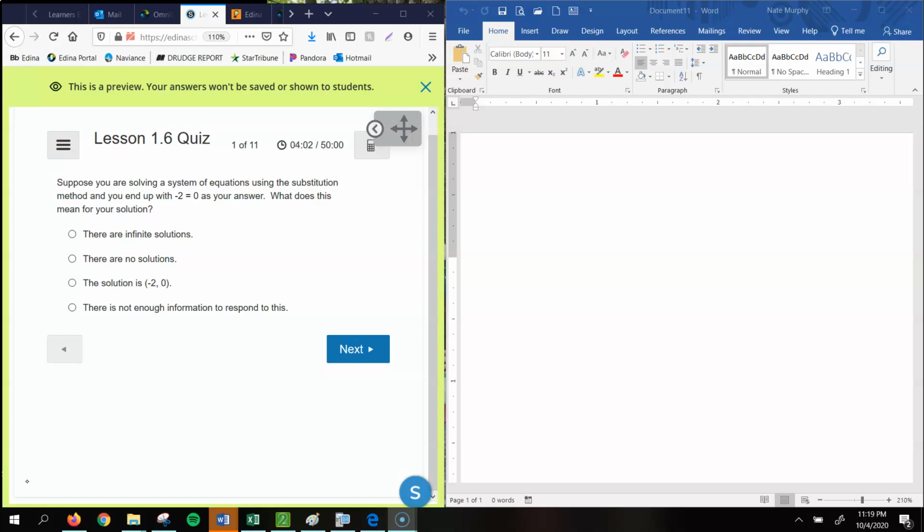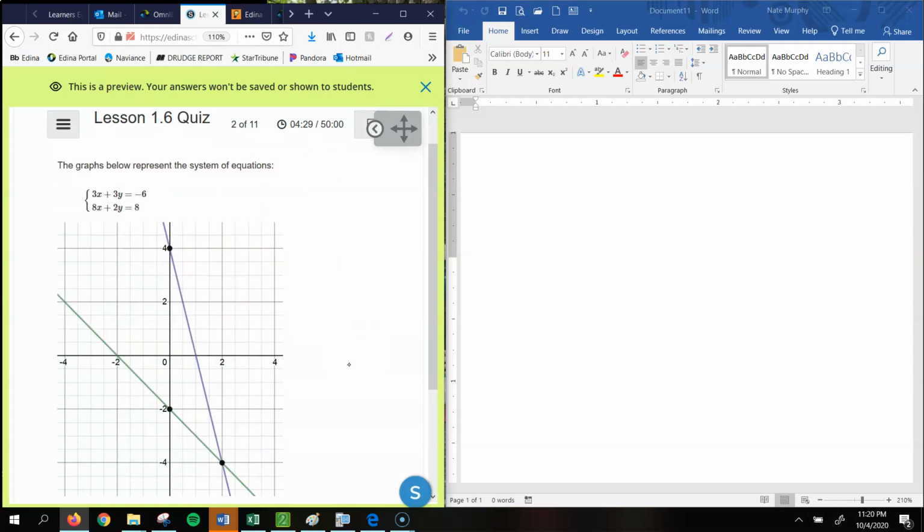All right, so for this first one, it says, suppose you are solving a system of equations using the substitution method, and you end up with -2 = 0 as your answer. What does this mean for your solution? Anytime we have something like that, -2 = 0, since we have no variables here, -2 does not actually equal 0. This is one of those where there would be no solution, so you would have selected that one as your correct answer.